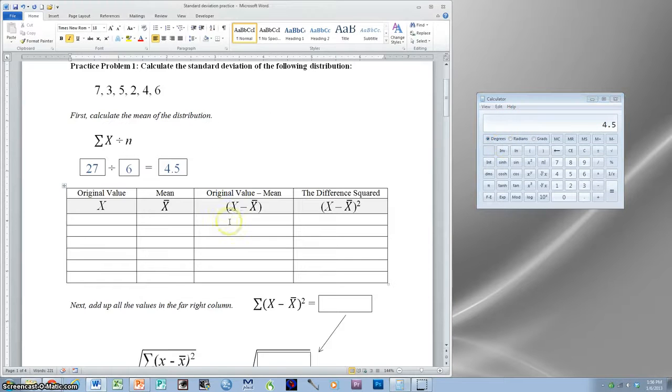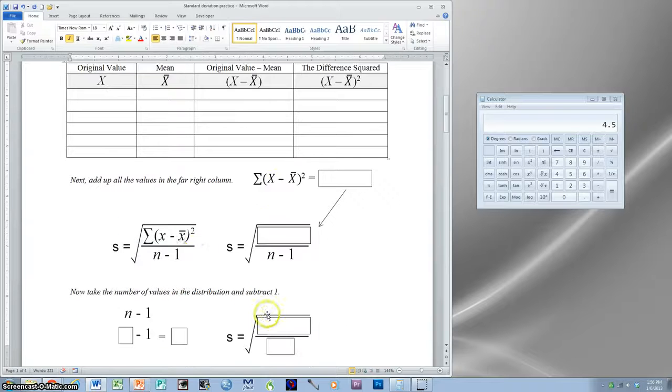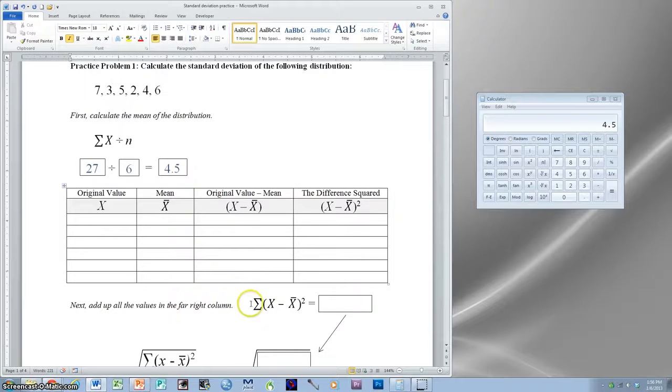All right, very good. So here, this part of the equation means to sum all of the differences squared, or sum of squared. So the original values, we'll put right here. So we had 7, 3, 5, 2, 4, 6. There's our original values, same as here. And then the mean we just figured out was 4.5. So I put all that in here: 4.5, 4.5, 4.5.